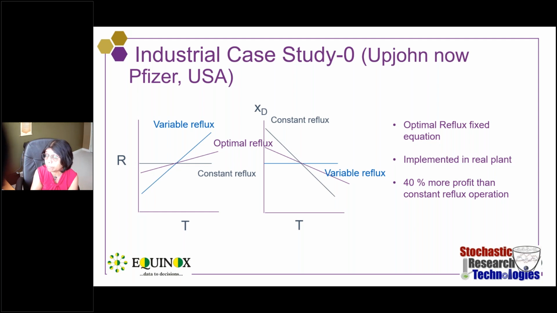And they actually implemented optimal reflux in their column, and they could get 40% more profit. Okay, so they had to get some sophisticated controllers, but they felt that the investment gave them a big payoff, so they did invest in that. So it has been implemented in this thing.